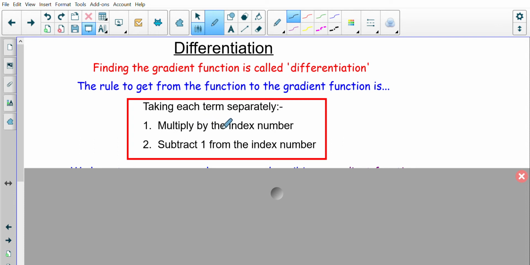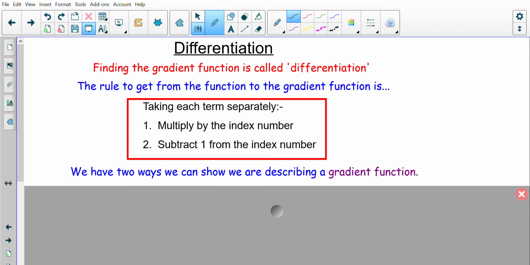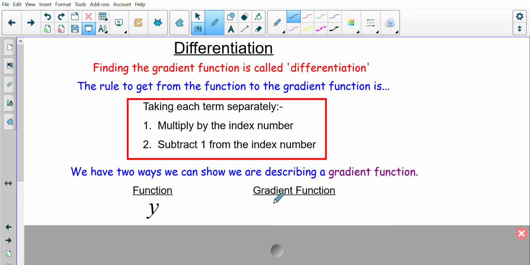multiply by the index number, so that's our power, so bring the power down in front of the x term and then subtract 1 from the index number. So we've got two ways we can show that we're describing a gradient function. If you remember, if the function is given as y equals, we can show we're finding the gradient function, we call it dy by dx.